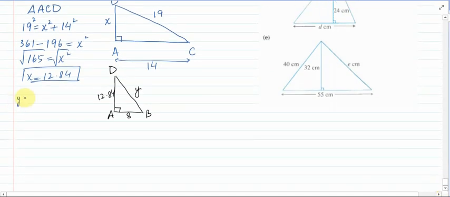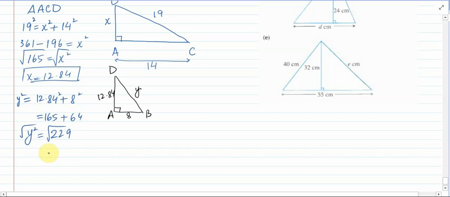It will be y square is equal to 12.84 square plus 8 square, right? So 12.84 square is 165, 8 square is 64, and 165 plus 64 gives you 229. So 229 is equal to y square, and at last we take the root on both sides, so y is 15.13, right?